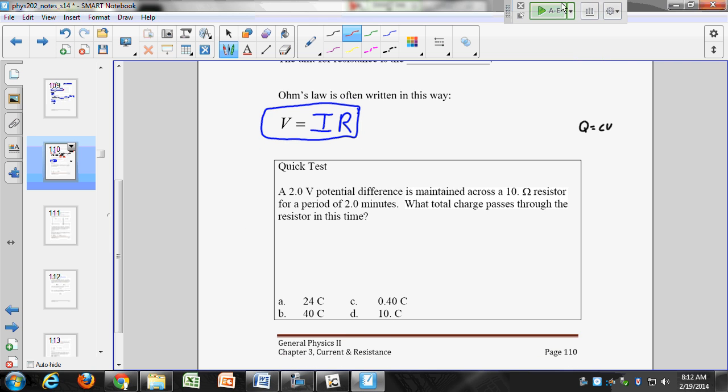All right. Let's try this quick test. Simple question. So I want to know what is the total charge that passes through the resistor in 2 minutes with 2 volts across a 10 ohm resistor. Yeah, remember your definitions. V is IR, I is Q over T.